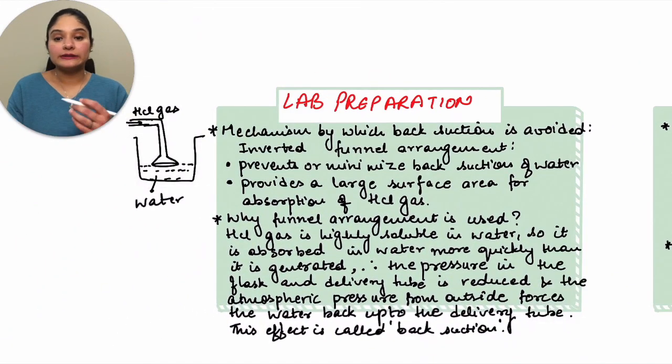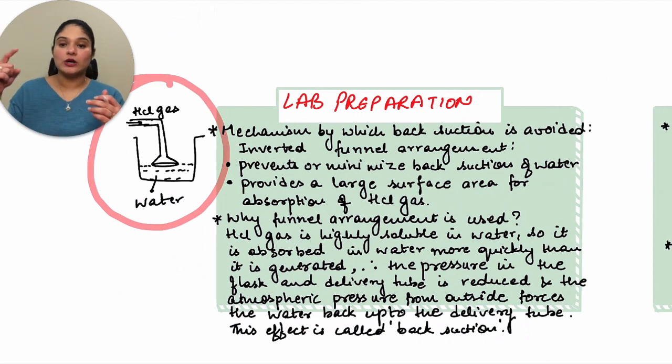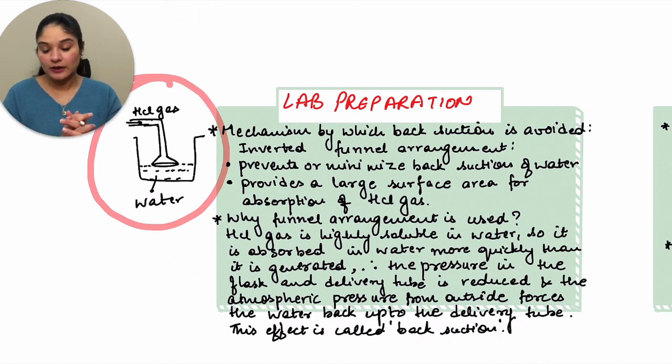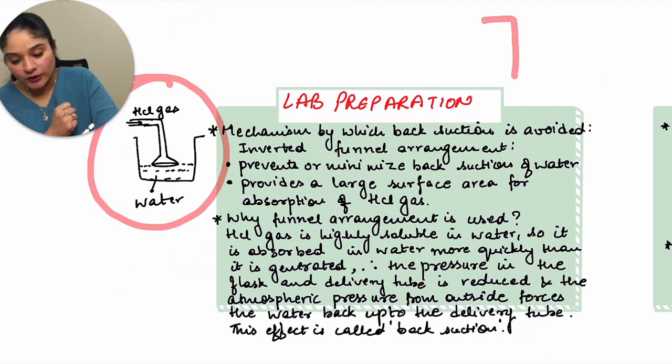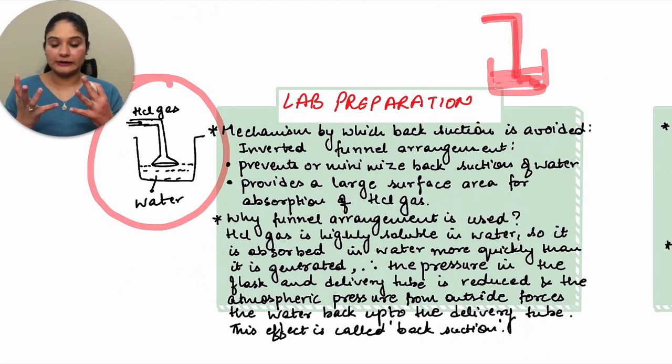Now, how does the mechanism work for dissolving HCl gas into water? So this is the apparatus for it, if you can see. You have an inverted funnel arrangement. Why do we use inverted funnel arrangement? That's an important question, because if you are using a tube, let's say this is the tube and you have water here, the speed with which HCl gas dissolves in water is comparatively very high compared to the preparation of it.